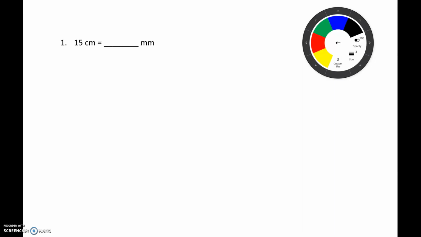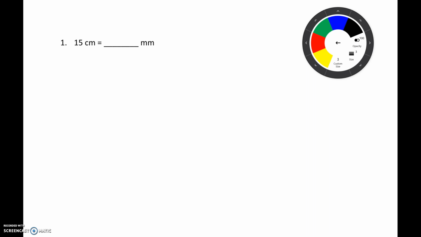This problem involves converting between two different prefixes within the metric system. So I'm looking at this example. I'm given a measurement of 15 centimeters and I want to convert it to millimeters. So what's changing here is just that letter in front, just the prefix. I'm still dealing with the same base unit of meters within the metric system.